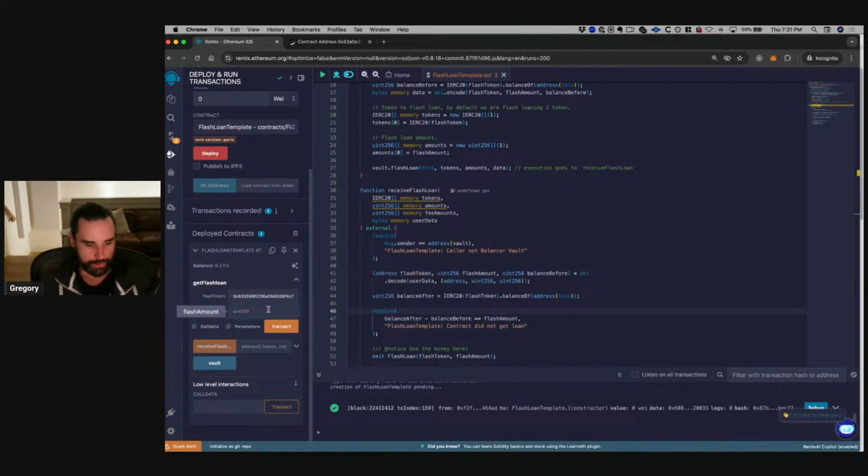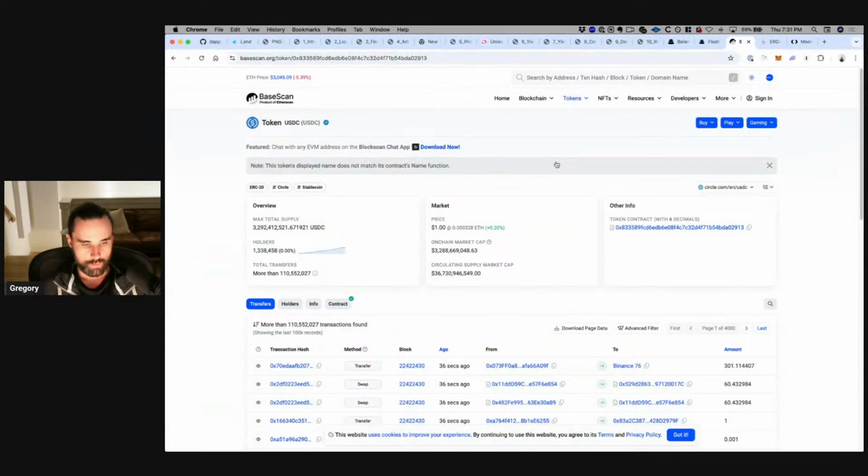So how do we do that? Well, we're going to type 100, and then 1,000. And now we're actually going to put 6 more zeros in there, and I'll explain why. 1, 2, 3, 4, 5, 6. Let me explain why I put 6 more zeros after 100,000. Well, that's because of the decimal places on USDC.